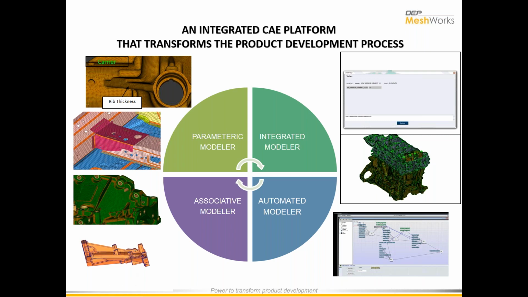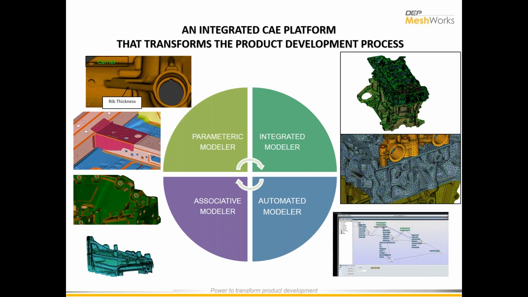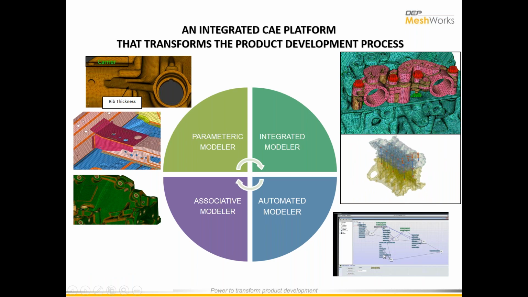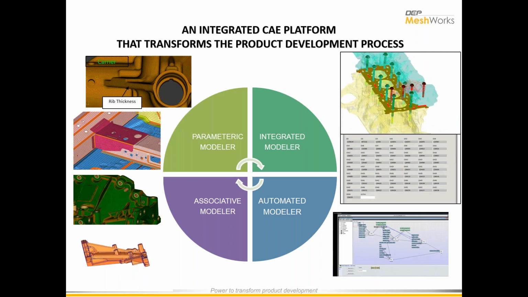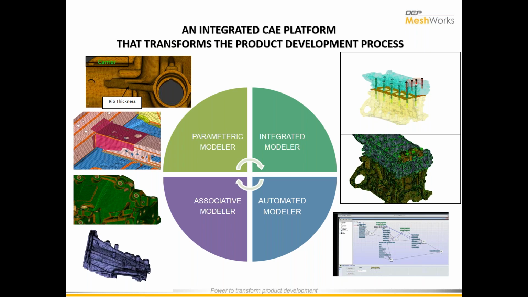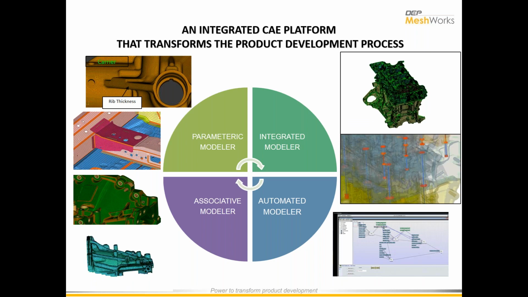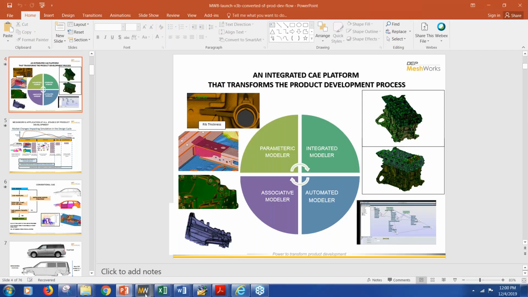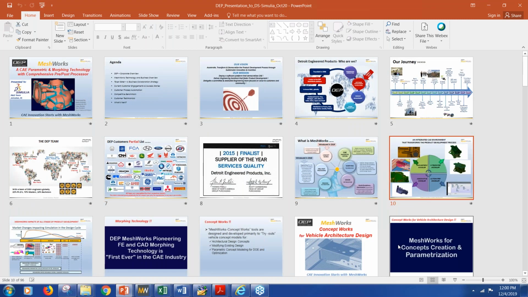All right. So in that respect, Meshworks is an associative modeler where it is bidirectionally associative. Meshworks is also an automated modeler wherein all your processes can be nicely automated in a highly visual environment with no need for script writing. So in multiple ways, Meshworks is going to help in cutting down your model building time and at the same time optimizing your product to meet your performance targets. So let me illustrate this further with some details.